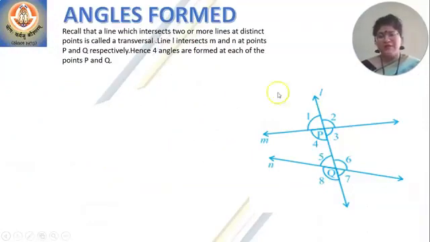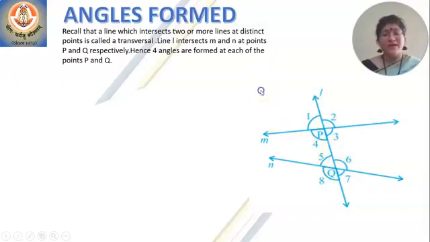Now if you look at this diagram, you have line L which is intersecting two lines M and N at two distinct points P and Q. This line L is called the transversal. Since the transversal L is intersecting M and N at points P and Q, you get four angles each at point P and Q. Look here, at point P you have these four angles. Here also you have these four angles.